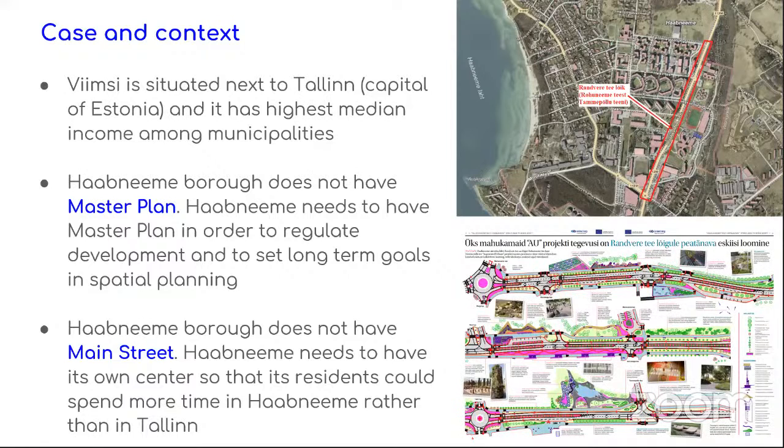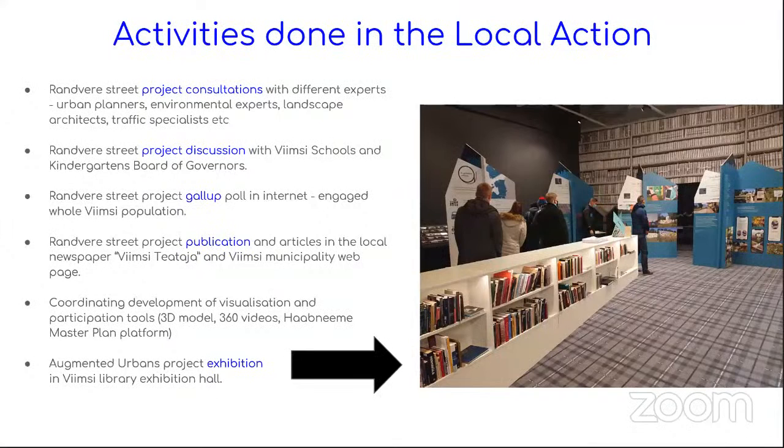So, our main activities. In order to create this Haabneeme Main Street, Randvere Street, we had project consultation with different experts: urban planners, environmental experts, landscape architects, traffic specialists, and so on. Also, we had Randvere Street project discussion with the Viimsi schools and kindergarten board of governors, basically in order to ask opinions from local community members.